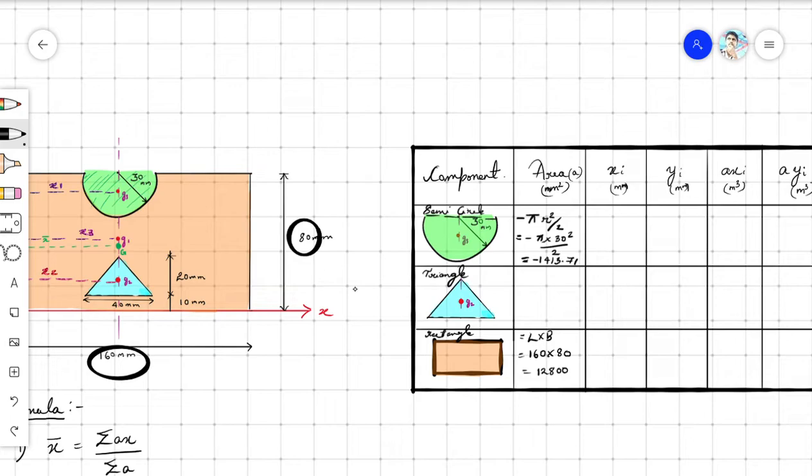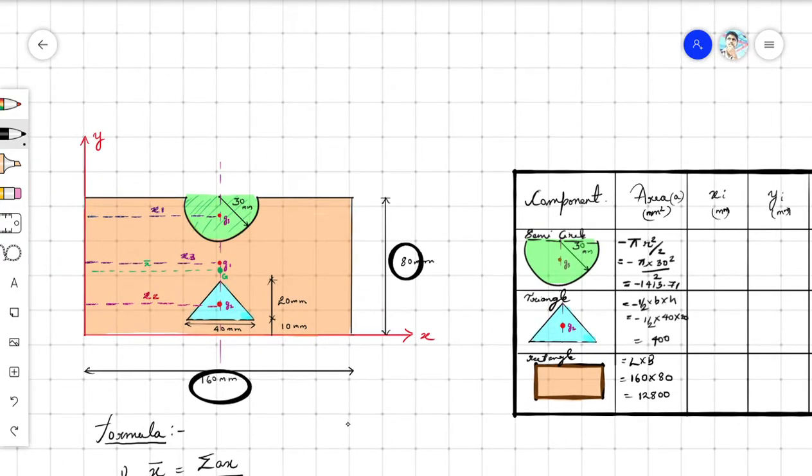And coming to the triangle. The triangle area is, I hope you know, half into base into height. And again, this is negative. Negative half into base 40 and height 20, that is 400 mm square. The last stuff that remains is to understand xi as well as yi.